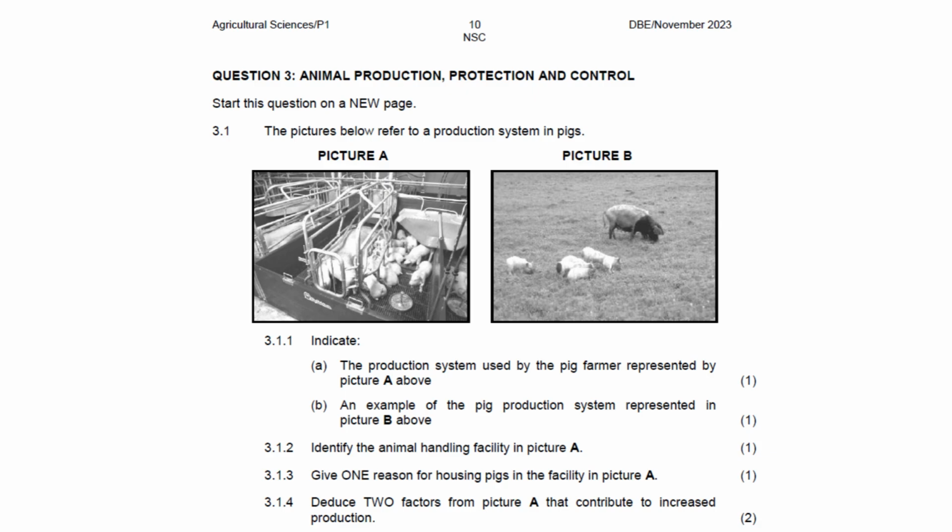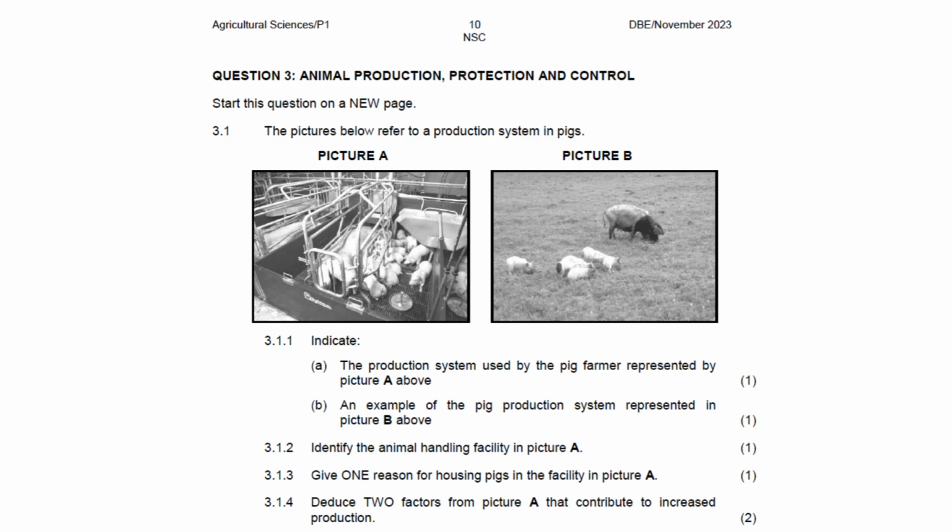Now, coming to the next question, 3.1.2. Identify the animal handling facility in picture A. If you look closely at this picture, there are piglets, and the sow is actually in a particular facility. That is the facility that you actually have to identify. So what is that facility?